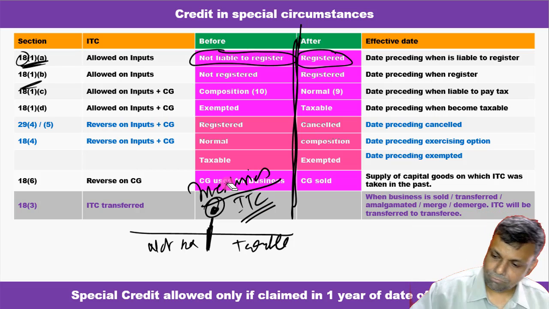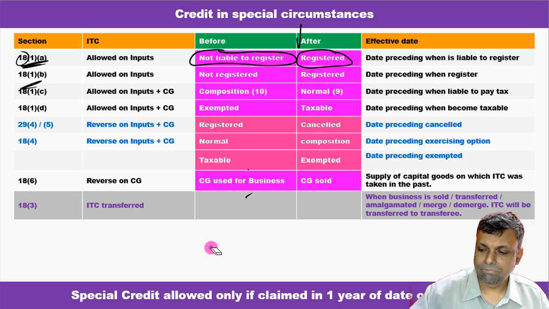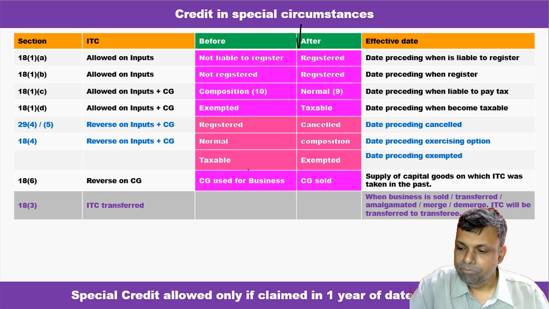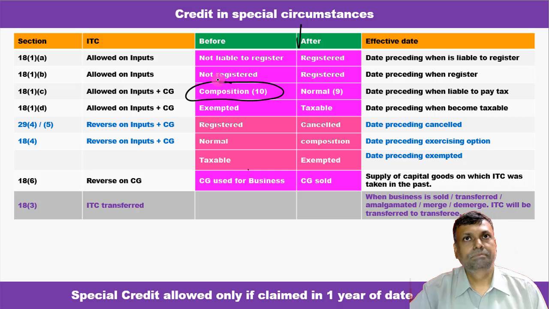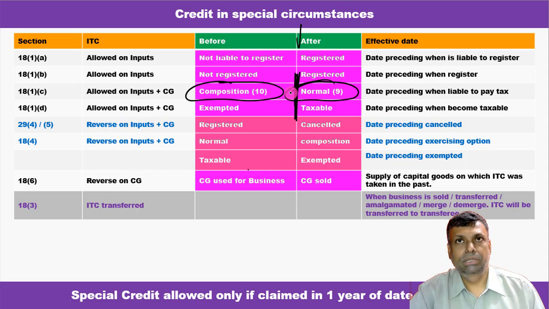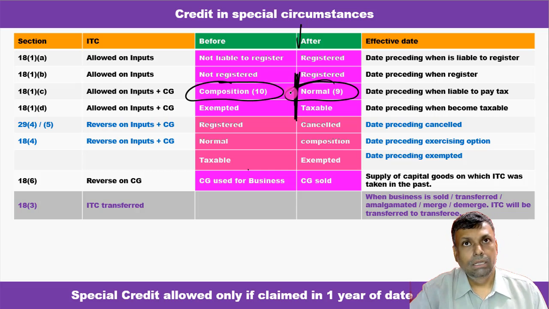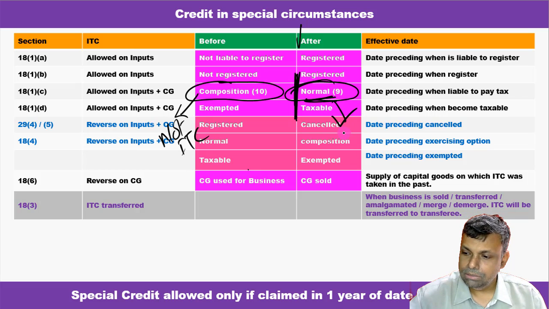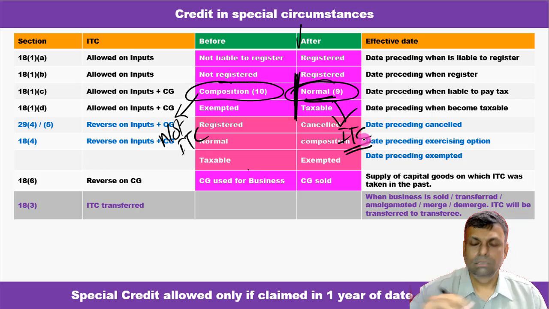Now, I will just focus on one particular transaction. The effect of all the transactions is almost the same in these circumstances. Now, let's say previously you were in the composition scheme, then there is a cutoff date, and after the cutoff date you become a normal taxpayer. When you are in the composition scheme, you are never going to get any input tax credit because that was a specific provision of the composition. So before the cutoff date, you do not get any input tax credit, and once you come into the normal GST regime, you are eligible for input tax credit. That's the logic of the law.